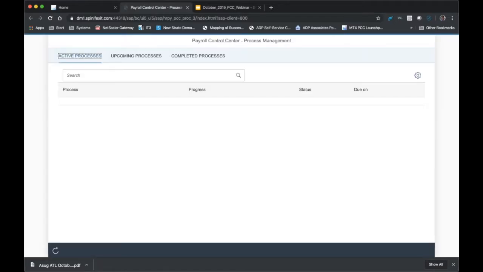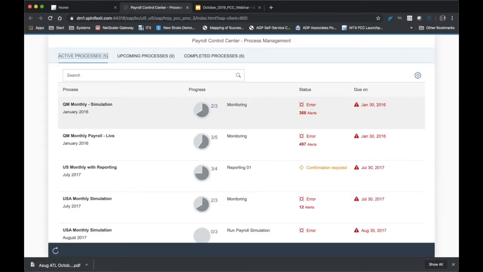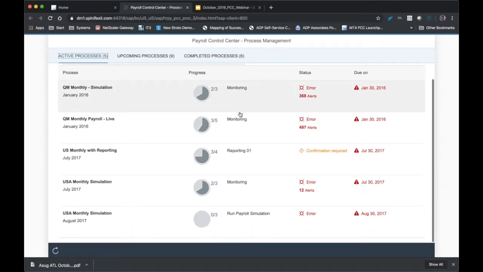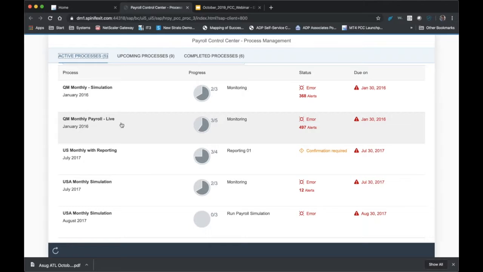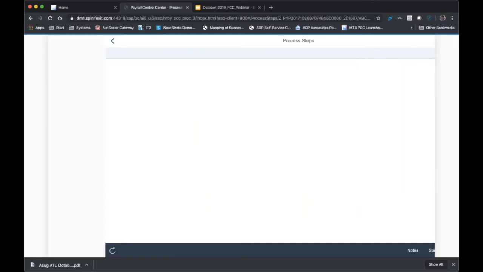Inside of process management, if you do nothing with Payroll Control Center, if you don't build alerts, if you don't build policies, if you do nothing else, I think this is worth its weight in gold as a payroll manager, because I can see at any point in time where my different payroll areas are currently sitting. Is it a live payroll, and what phase are they in? They're in the monitoring phase, right? We can actually visually see everything that's going on, because it could be at a different step. This is at monitoring, but let's go in.